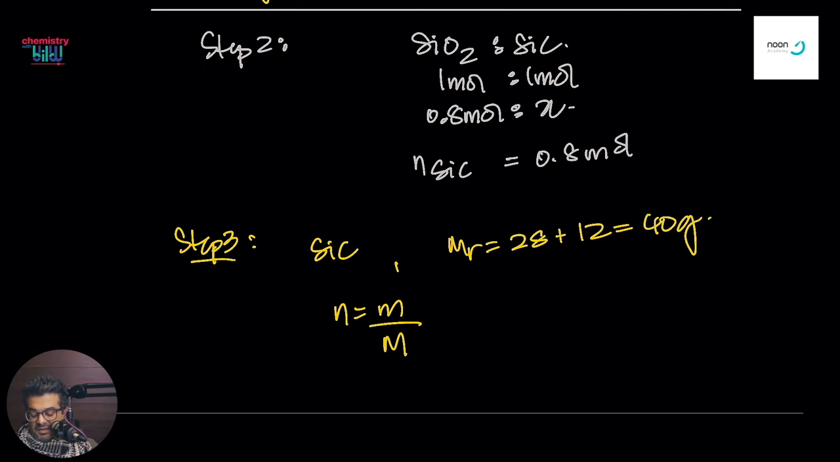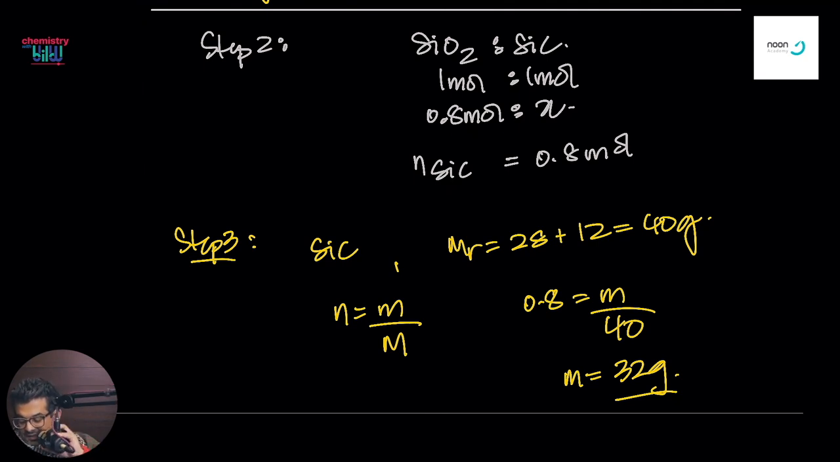Mass over molar mass. So number of moles is 0.8. Mass, you do not know. Molar mass is 40. So mass comes out to 40 times 0.8, which is 32 grams. Yes, yes, yes.